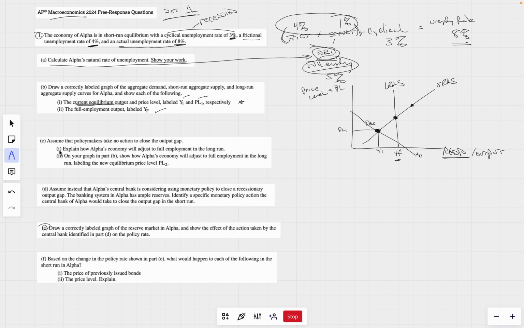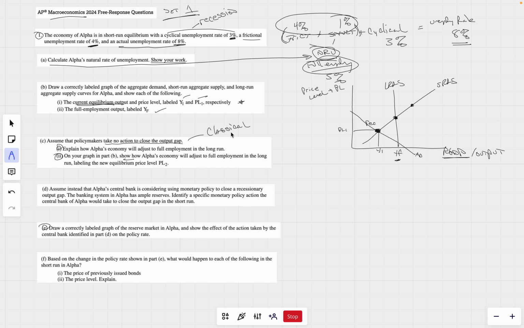Let's see here. Assume that policymakers take no policy action to close the gap. Then we're going to explain and we're going to show. Those are the two ways. This is almost always asked a lot, so you have to know it.